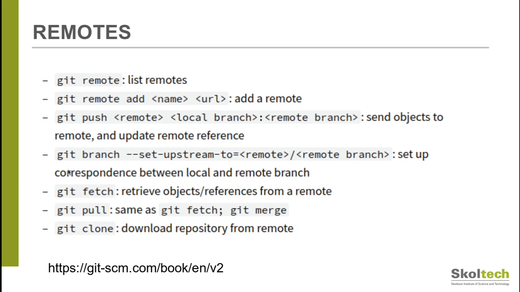Git fetch to retrieve objects but not merge. And git pull to fetch, that means retrieve objects from the remote, and merge them with your local. Also, there is the git clone command that allows you to download a repository from a remote and set up a local version of it. Here again is the link to the Pro Git book.